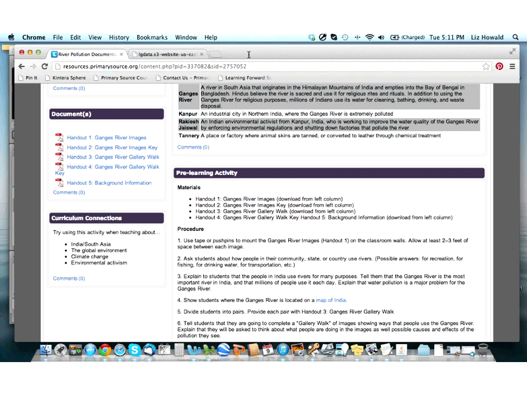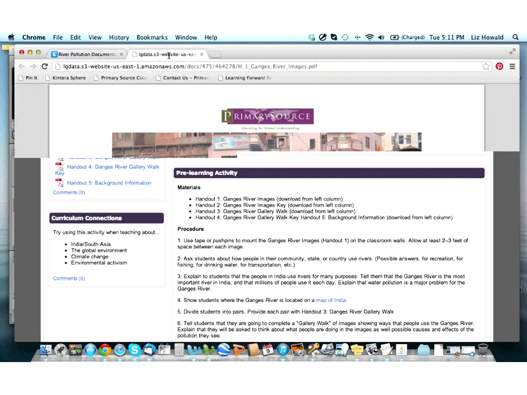For this activity, we ask students to go on a gallery walk, and we provide the images right here in the document section for the gallery walk, as well as a gallery image key, and that provides you as the educator with a little bit more background information about what's actually happening in the images that students will see.